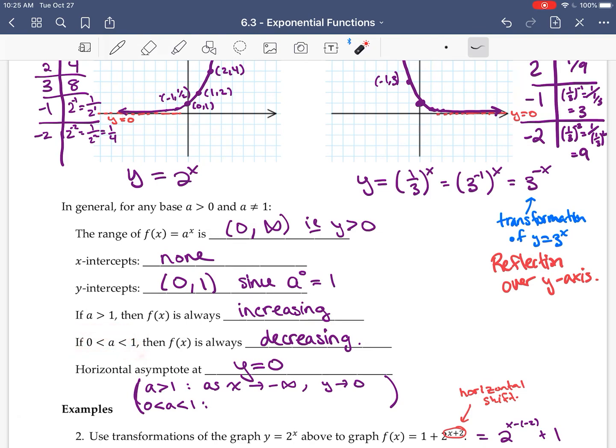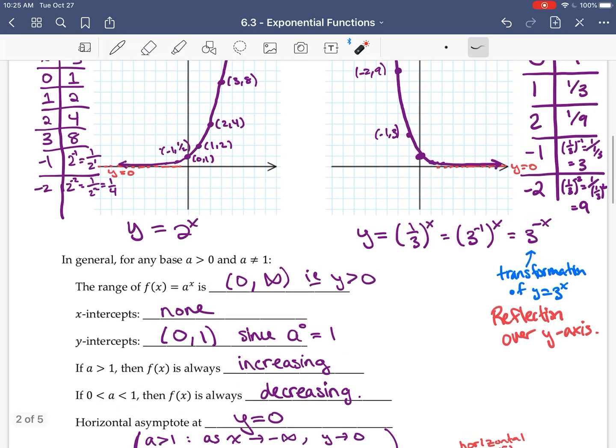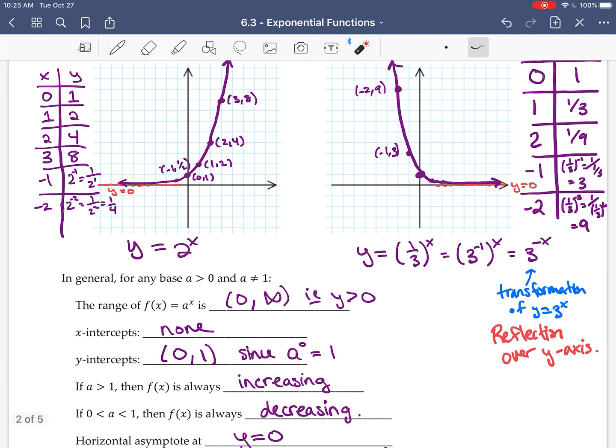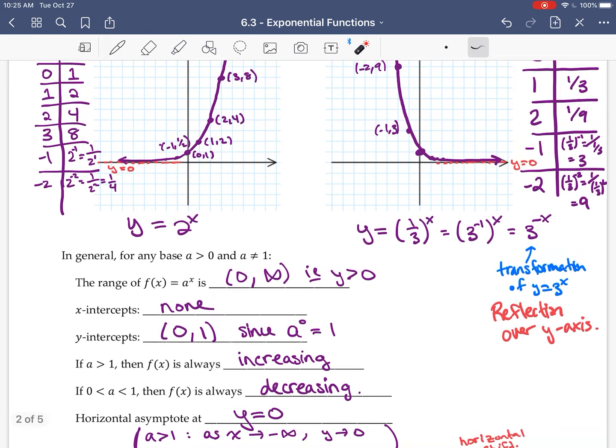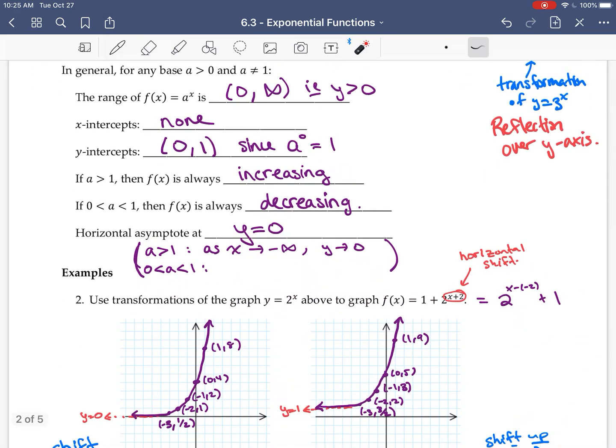And then you can see here, if your a is between 0 and 1, like 1/3 is, the exponential function goes the other way. So instead of always increasing, it turns out that it's always decreasing. And the horizontal asymptote switches sides. So if a is between 0 and 1, then as x goes to infinity, that's when y goes to 0. So the asymptote switches there.